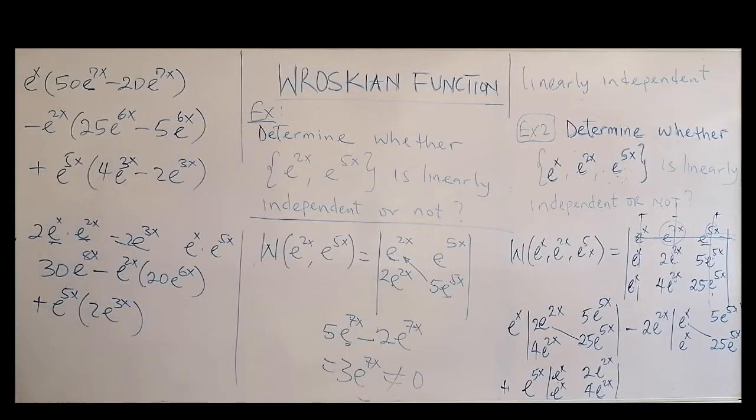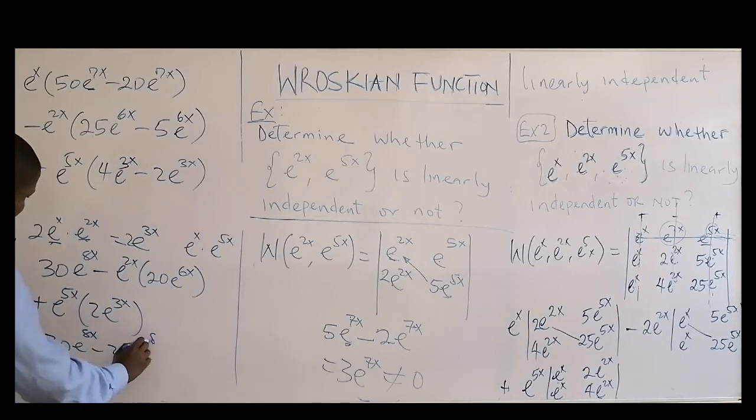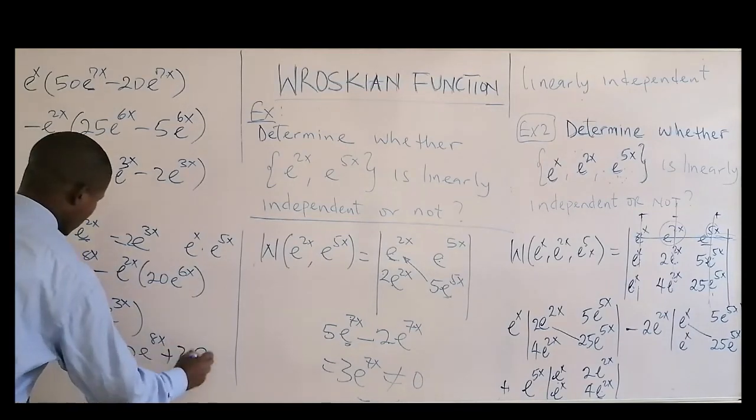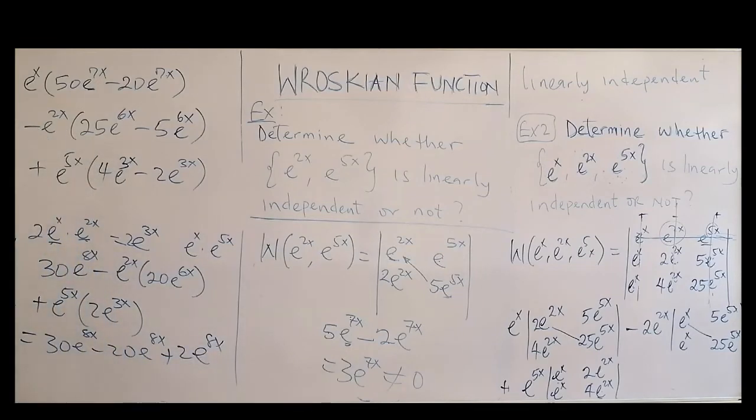So finally, we have 30e^8x, then minus 20e^8x, and then plus 2e^8x also. So our answer is 12e^8x, which is not equal to 0. So it is linearly independent. That's 30 minus 20, that's 10, plus 2, that's 12e^8x.